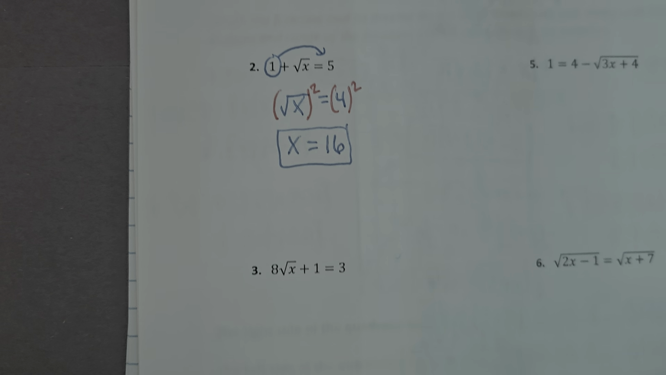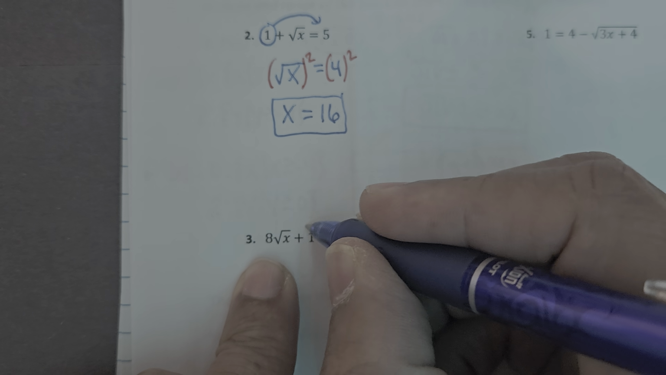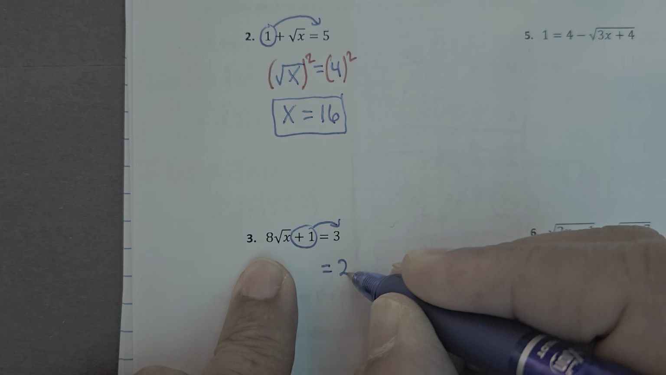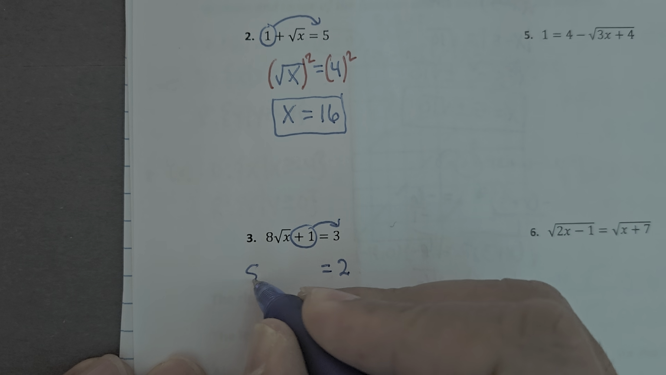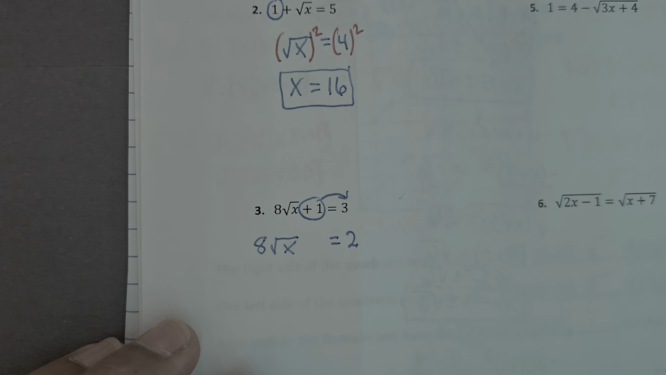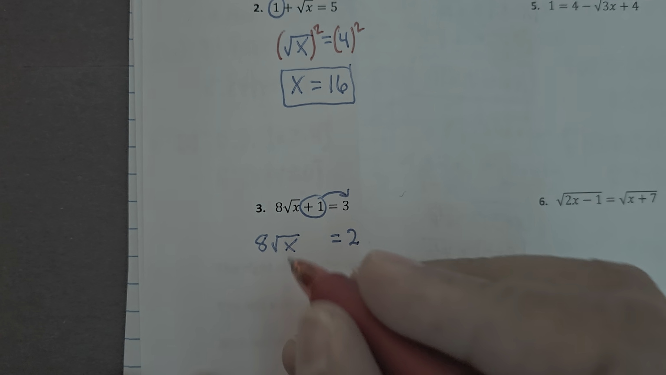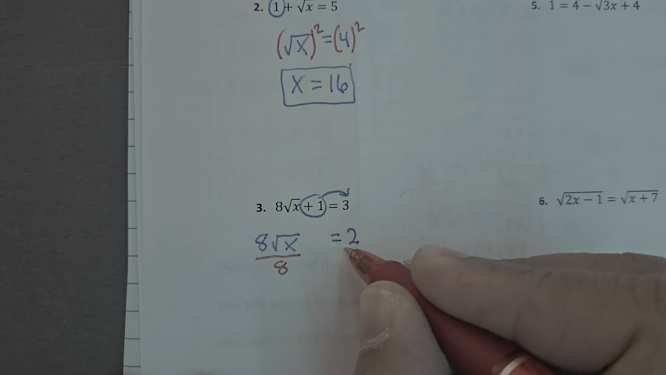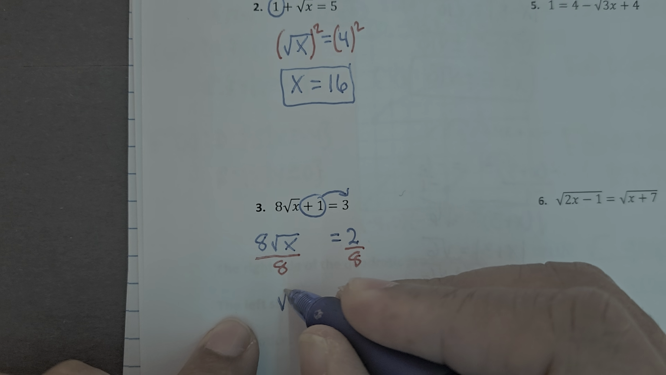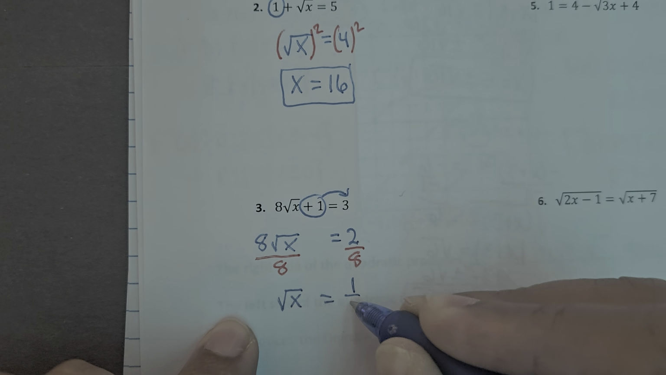Okay. Example number 3 is a little bit different because you have an 8 in front of the radical. So still move this 1 to the other side, which means subtract 1 from 3. So then that 3 becomes a 2. And now we have 8 times the square root of x is equal to 2. Now, before you take the square, let's divide by 8. So I'm going to divide by 8 on this side and also the 2. So then this gives me the radical by itself. So the square root of x is equal to 2 over 8, which reduces to 1/4.